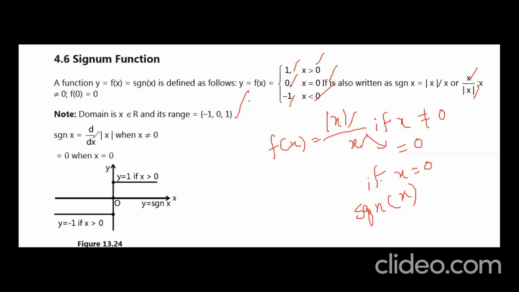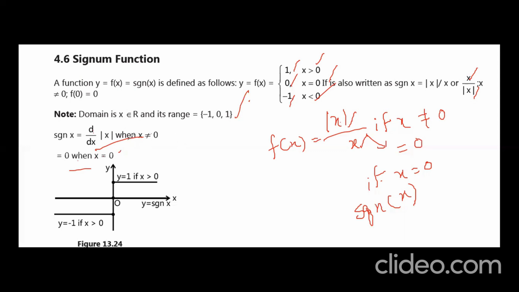So the signum function is equal to d by dx of mod x when x not equal to 0. In that way also you can define it. This is d by dx of mod x, which becomes 0 when x is equal to 0, and when x is not equal to 0, you have to take d by dx of x. Like this we can calculate the signum function.